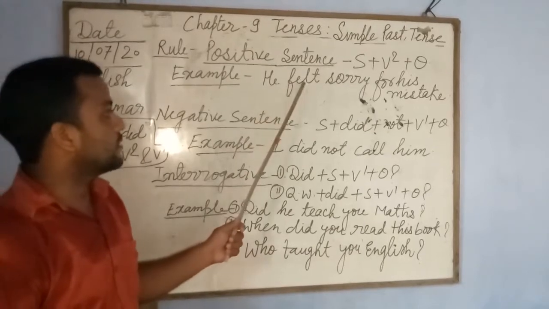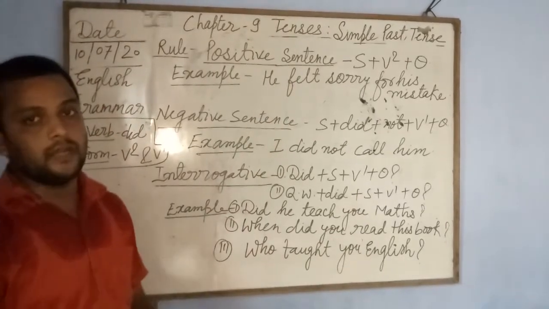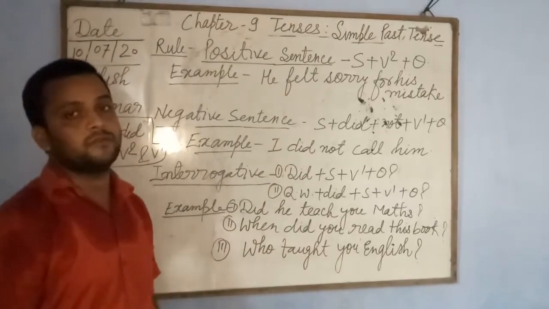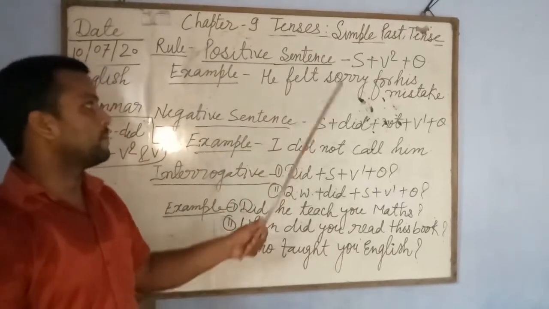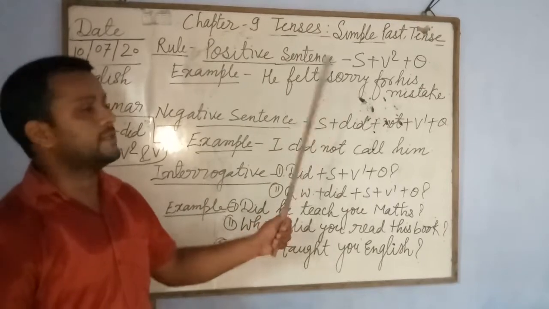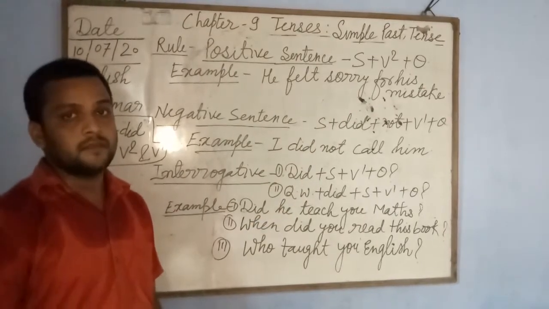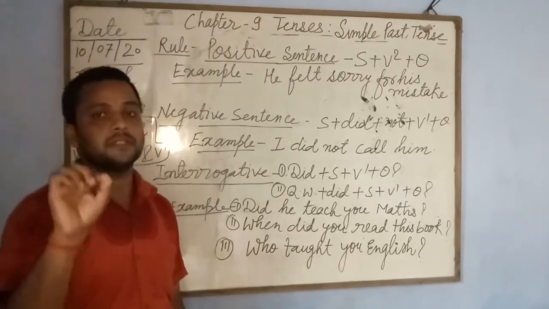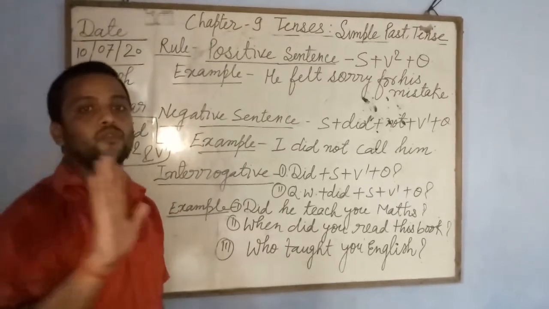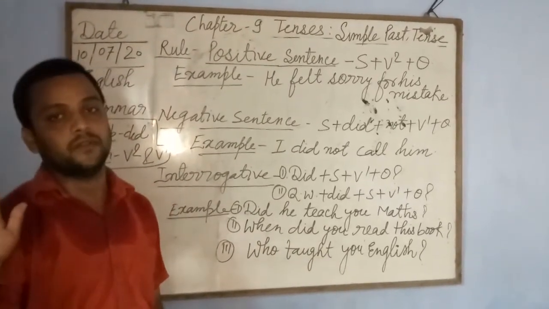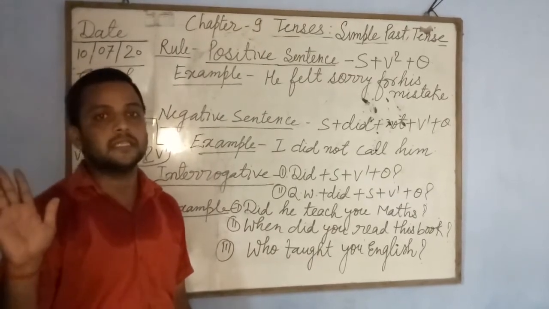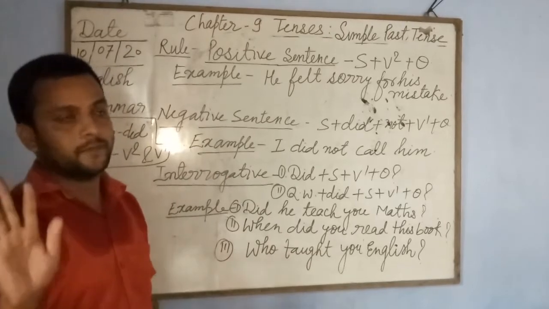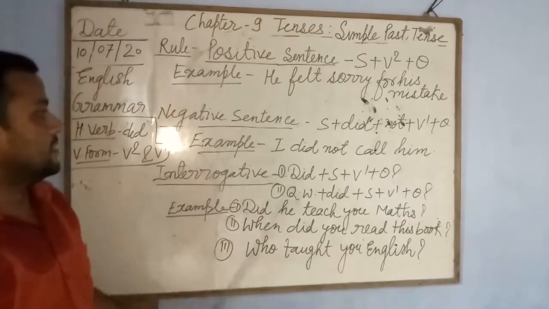He, subject. Felt: feel is the verb base form, and felt is the second form of feel. So here V2, and object sorry. Okay? So when the sentence is positive or assertive, we use verb second form and we do not use any helping verb in this tense. Clear? Now see the negative sentence.